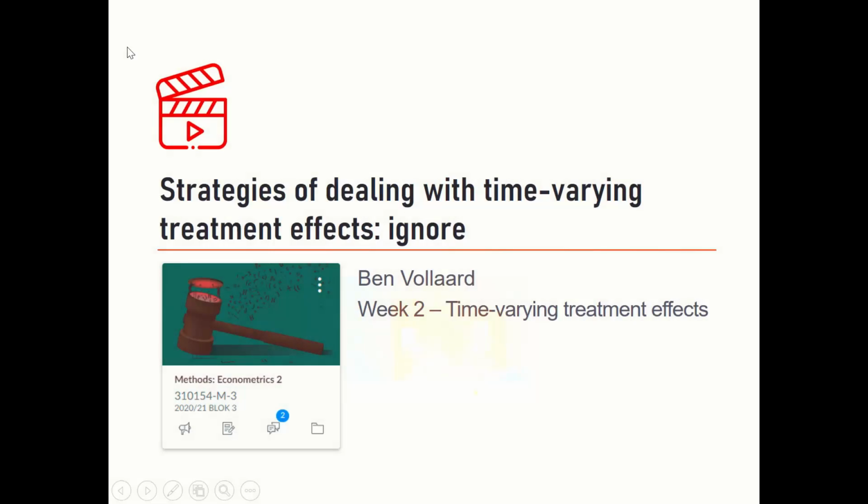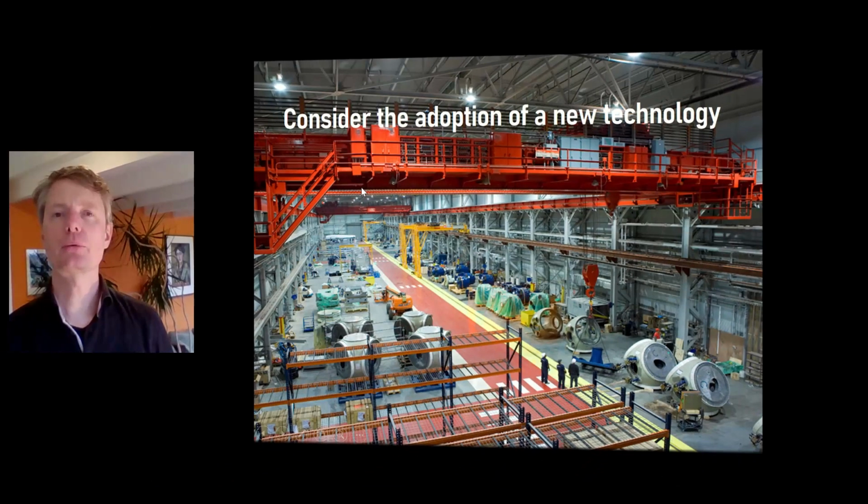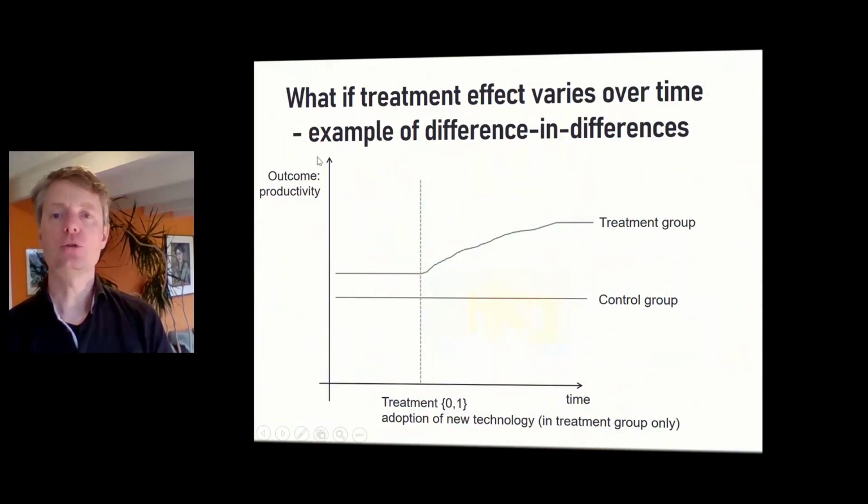Up to now, we basically ignored variation in treatment effect over time. And let's see how that works out in practice. Consider the following example. The adoption of a new technology that supposedly increases productivity. Say that you work in this factory and you have been collecting data and you have a control plant and a treatment plant, so you implement a new technology in a treatment plant, and then your data look as follows.